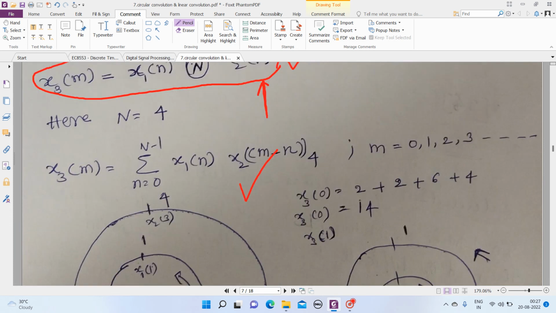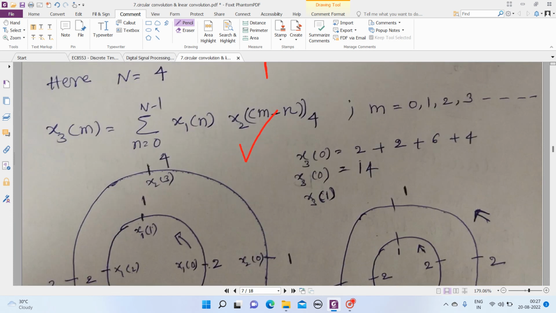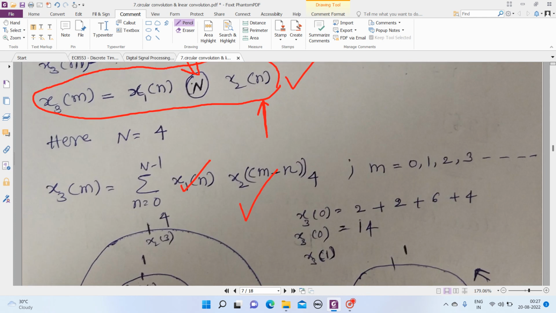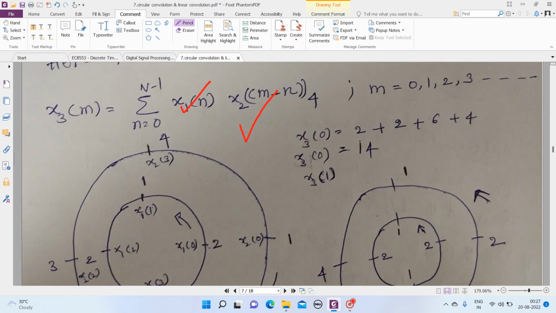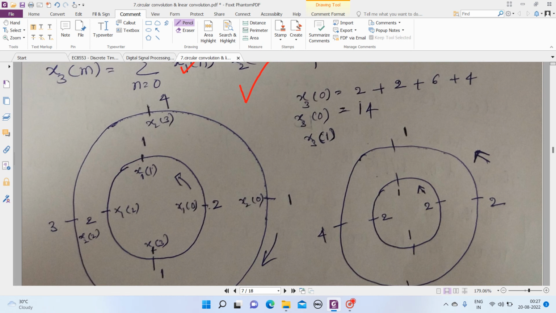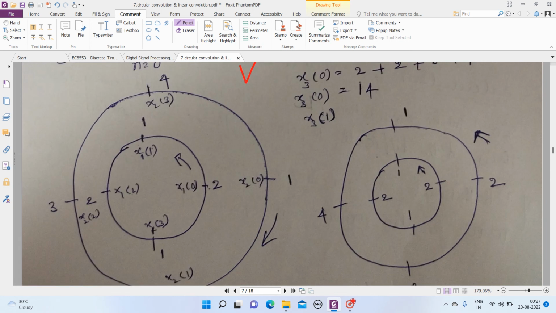See here, this is the equation. You have to write this one and this one. These two equations are very important. I have taken the first sequence x1 of n inside the circle and the x2 of n sequence outside the circle. Also, this x1 should be represented in this place.